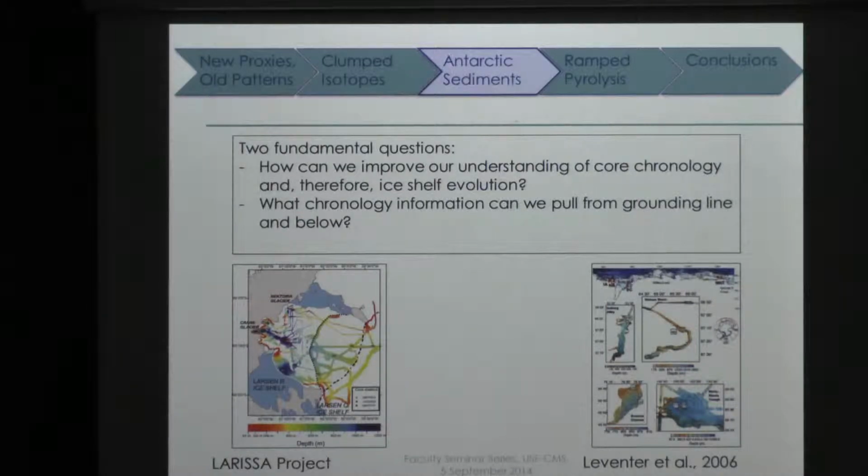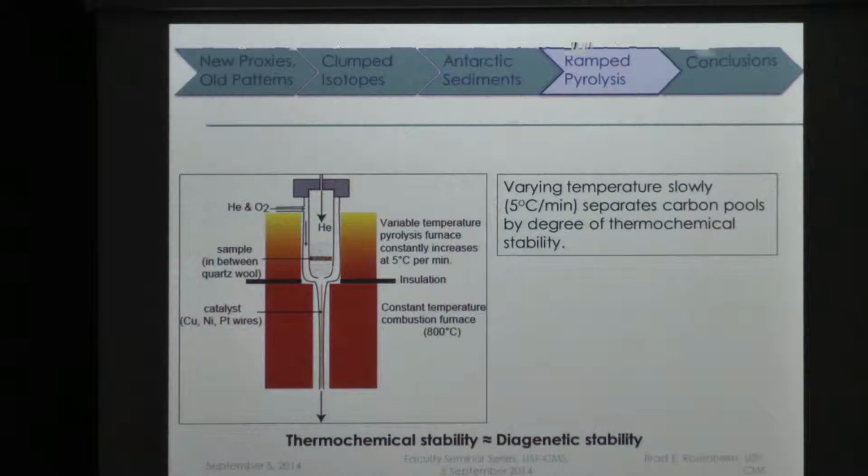So if we look at these, we can boil this down to two fundamental questions. How can we improve the understanding of core chronology? Because if we want to look at all of these data, all these paleo ice streams, and get a regional context of the stepping back of these glaciers, rather than just a few points here and there, we need to be able to depend on sediment cores that don't contain any foraminifera, because it happens a lot. Okay? And then the other interesting question is, what chronology can we pull from even below the grounding line? If we can really get rid of this old contamination, can we get some more information?